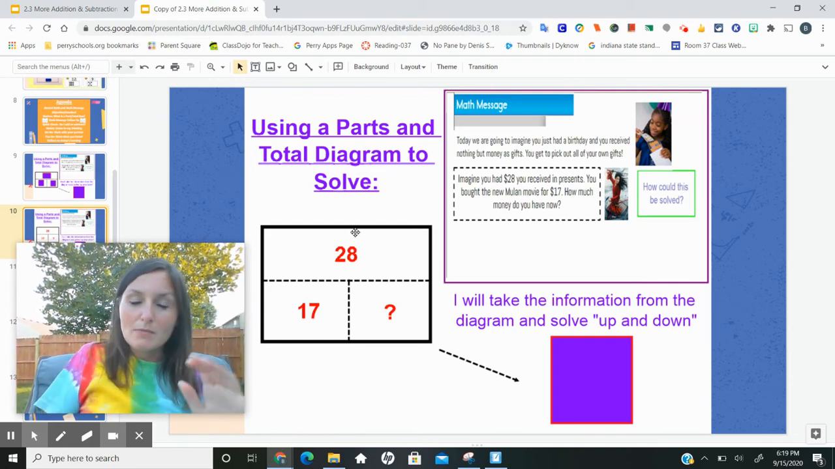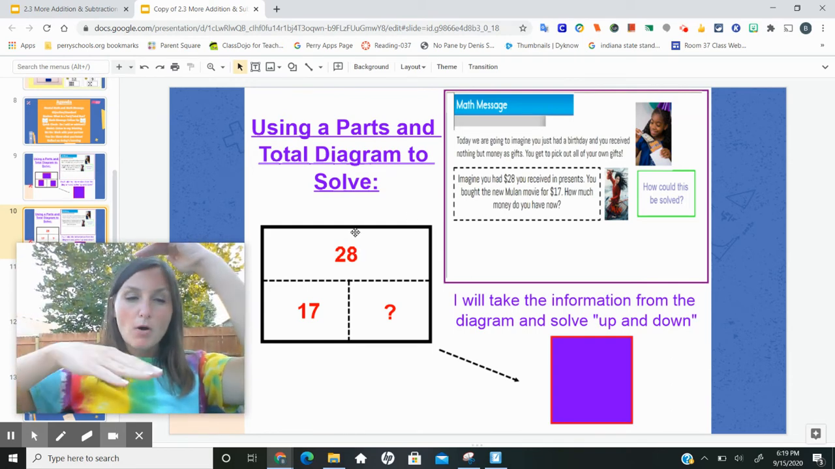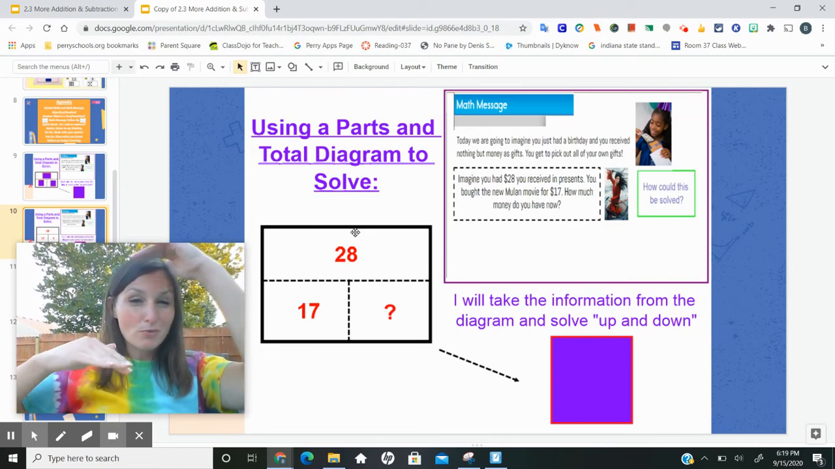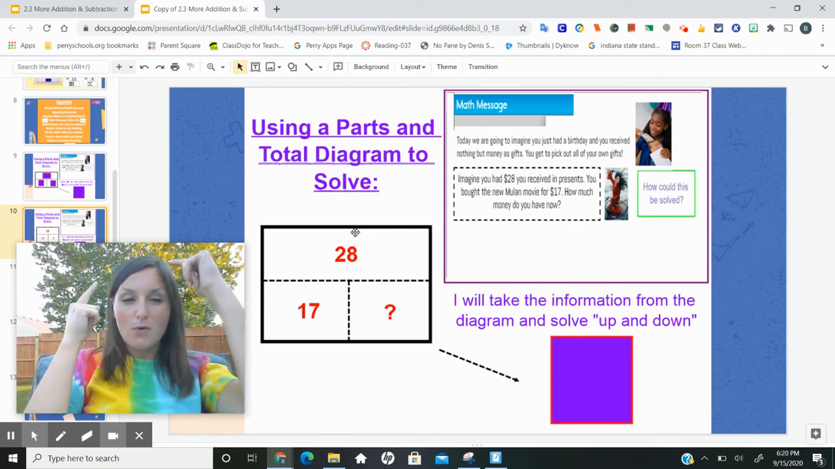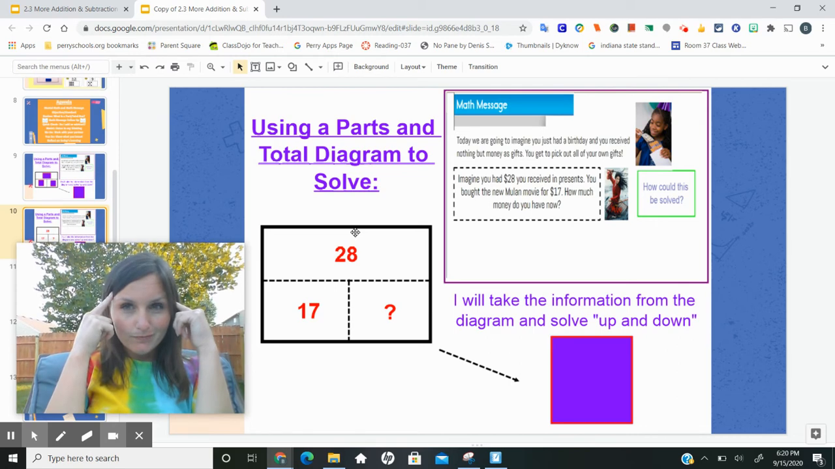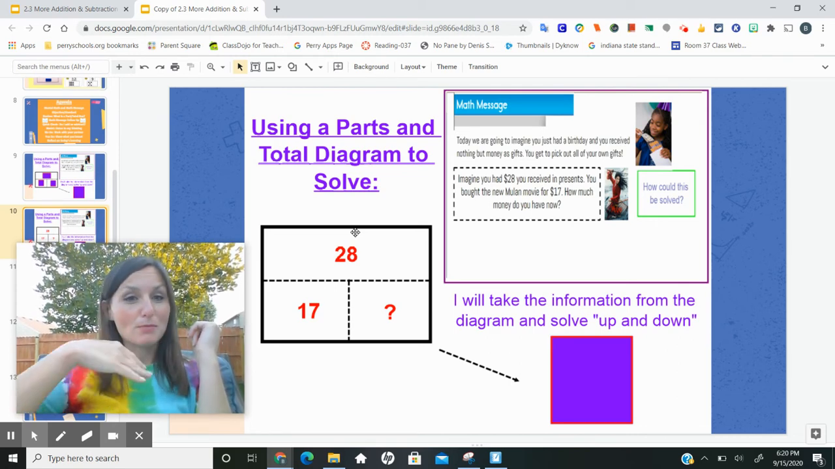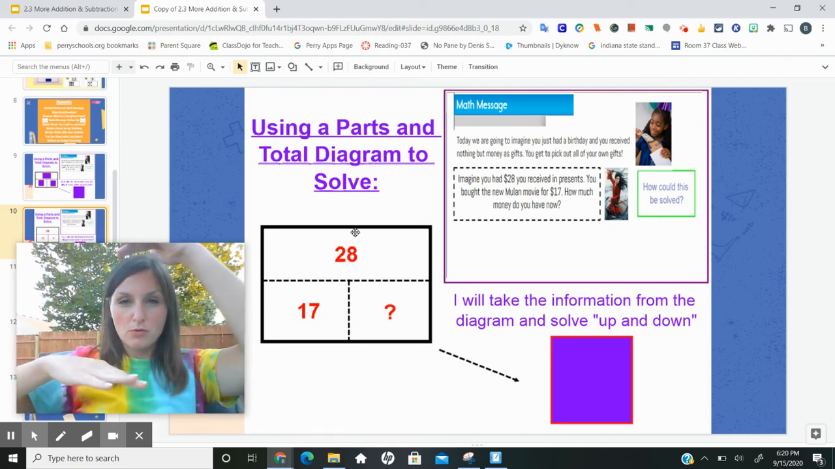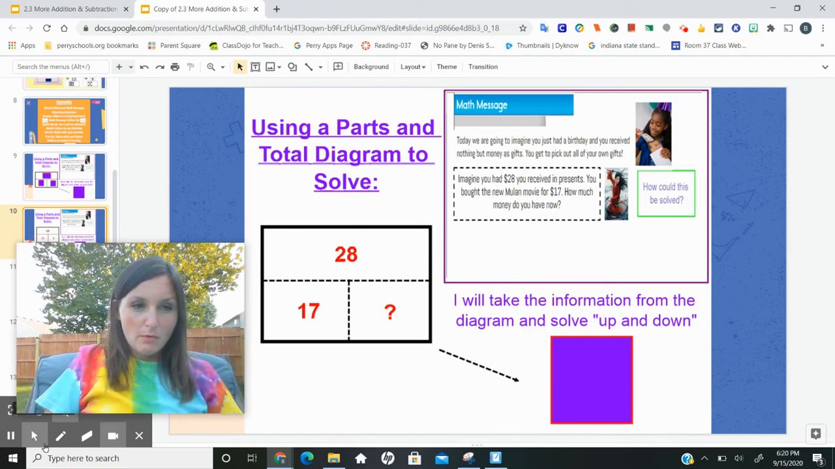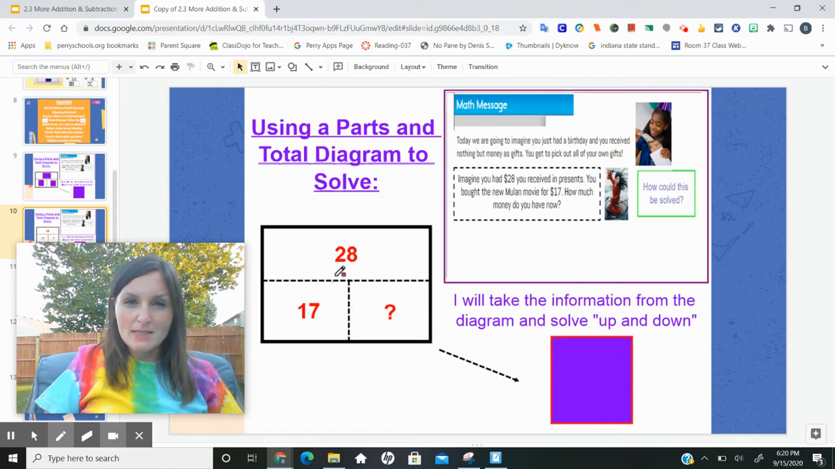So I would fill in my total is 28. My part that I know is 17, but I don't know the other part. So what would I need to do? That's right, I need to subtract. You can see that with my motion, right? And you can also see it, remember we talked about when you have here, right? You have the line that's separating that 28 and 17, right? There's that line here. So 28 minus 17. So that's what I'm going to write over here.